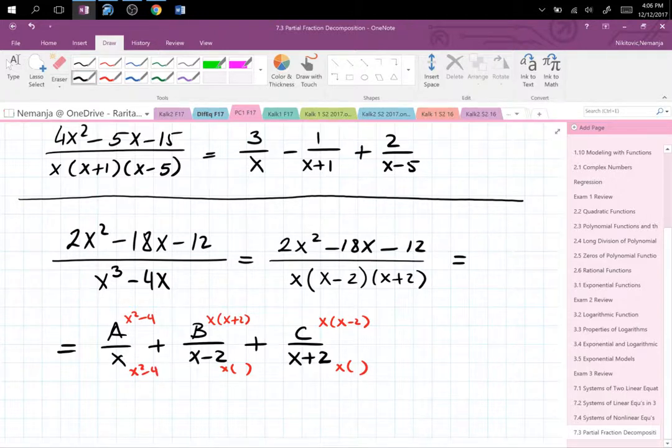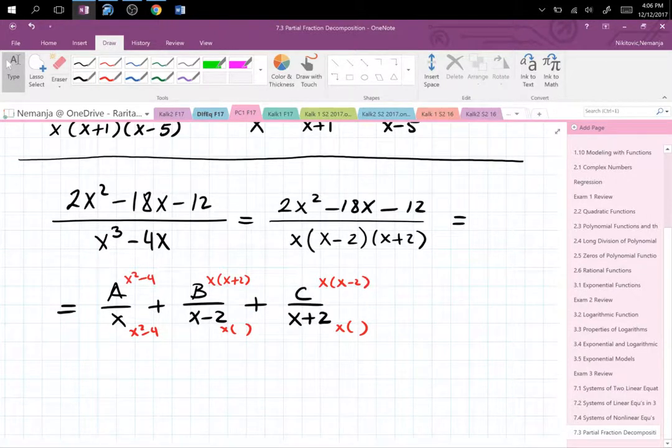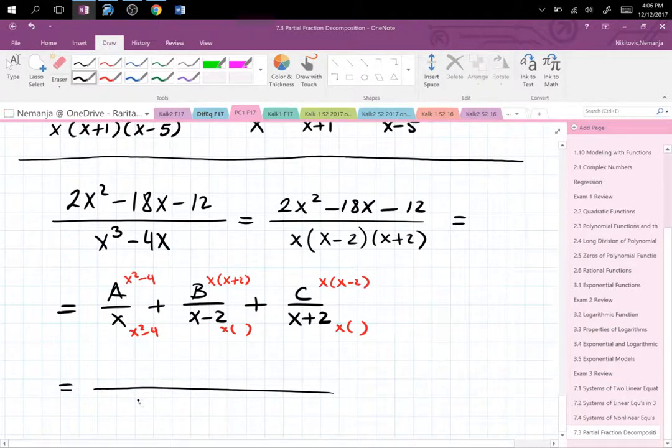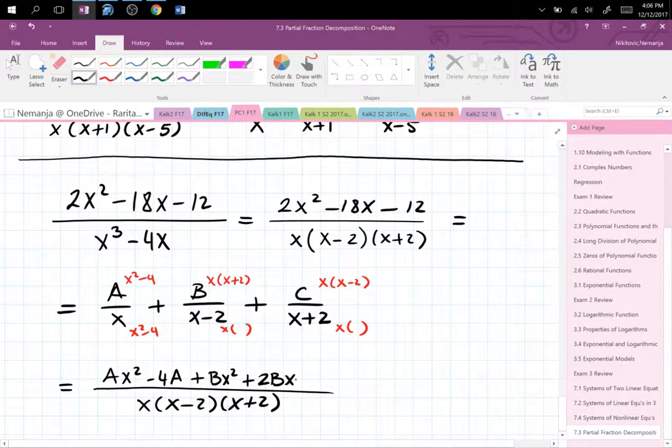And once you multiply everything out, you get the common denominator of x times x minus 2 times x plus 2. And then we have ax squared minus 4a plus bx squared plus 2bx plus cx squared minus 2cx equal to what we had before.